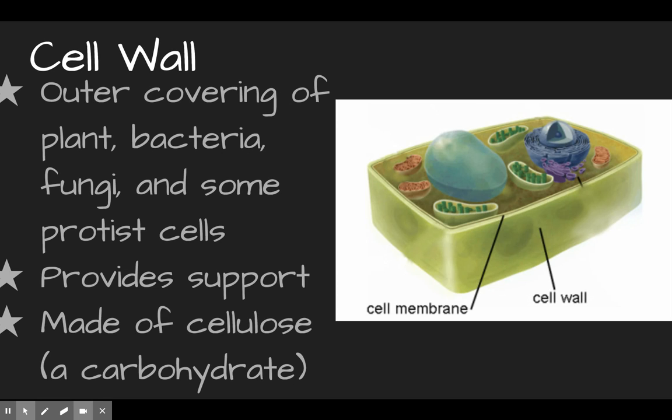So for the cells that do have cell walls, it's the outer covering. It is the very top layer of the cell. Yes, that cell still has a cell membrane, but it is found underneath the cell wall. The cell wall also provides support, and it's made up of cellulose. So that's a carbohydrate. Remember, that's another one of the 4 macromolecules we talked about. And so that's what makes up the structure of the cell wall.